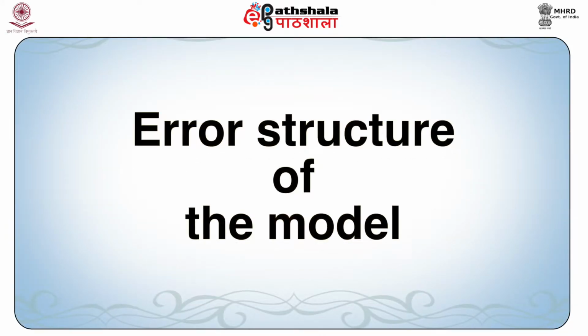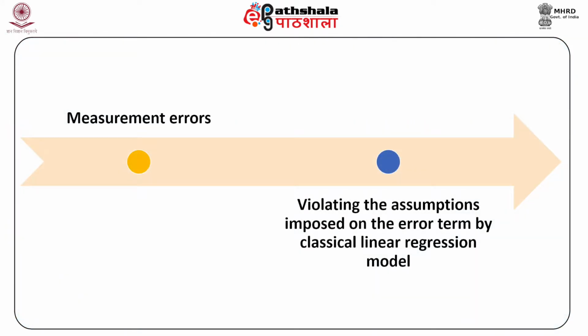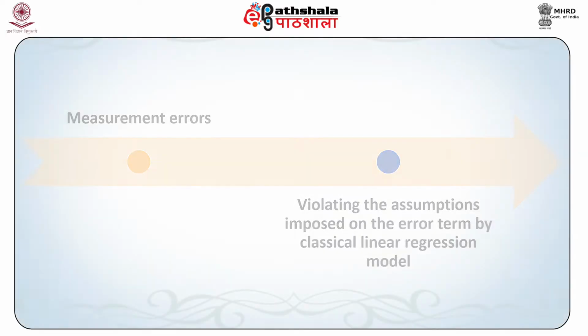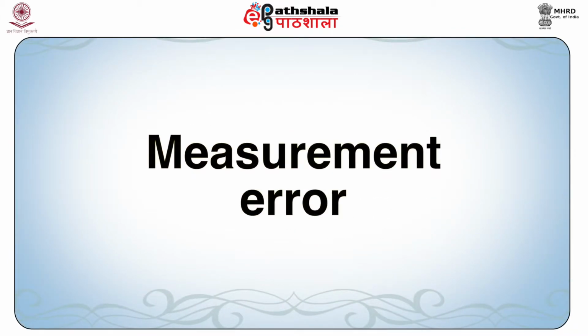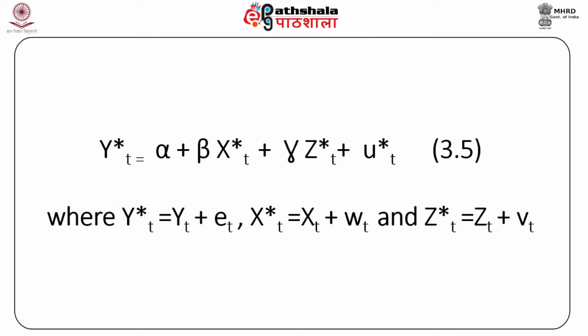Error structure of the model. The possible problems in estimation that result from the error structure can be listed as: 1. Measurement errors, 2. Violating the assumptions imposed on the error term by the classical linear regression model. Measurement errors. Consider a researcher who is able to get the values of the variables yt, xt, zt measured with some errors. Thus he only has proxies to each of these variables available for the estimation.